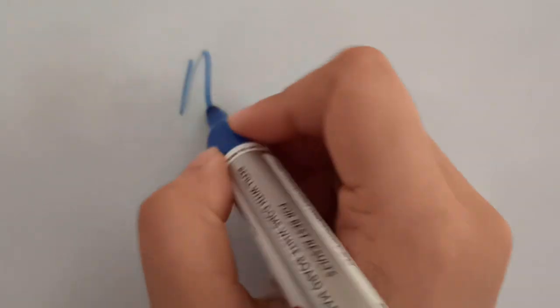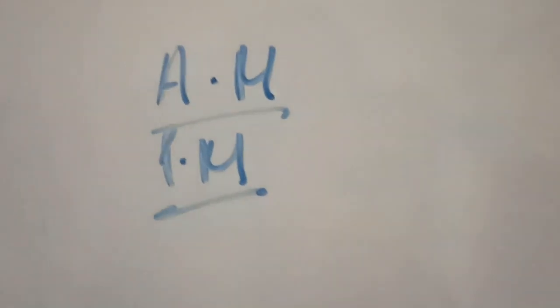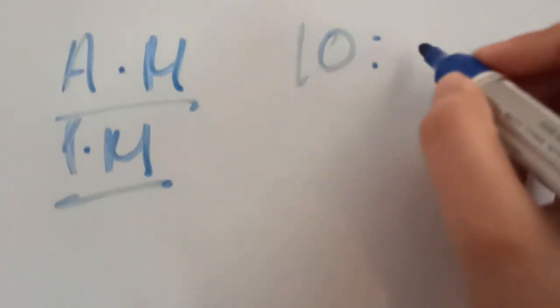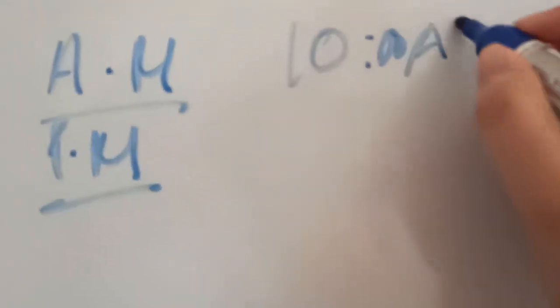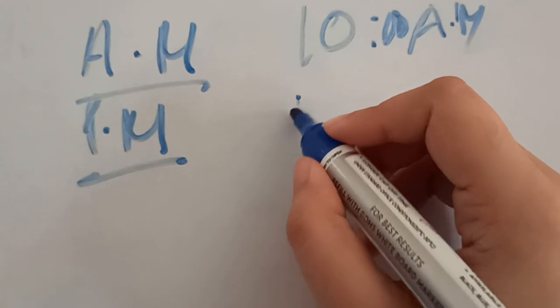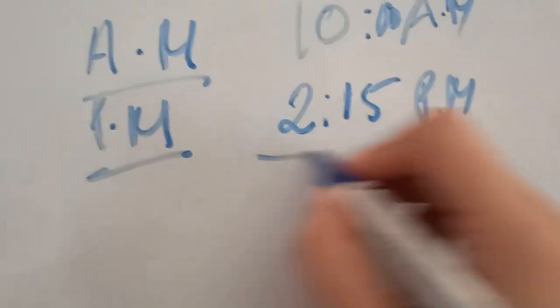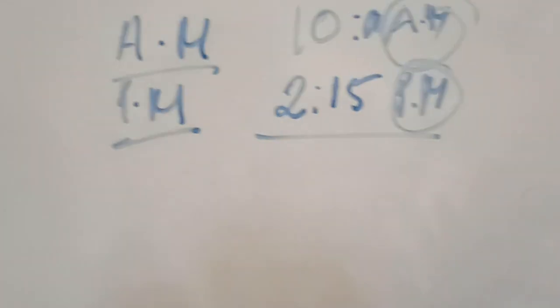Next is AM and PM. What is this AM and PM? We always write this AM and PM with our time. Like for example, 10:00 AM. Then we write say about 2:15 PM. So why we write this AM and PM always with the time or always with the watch?